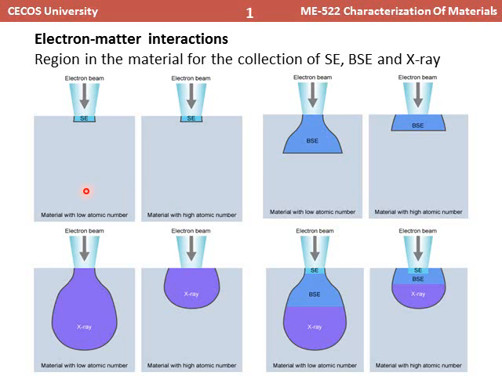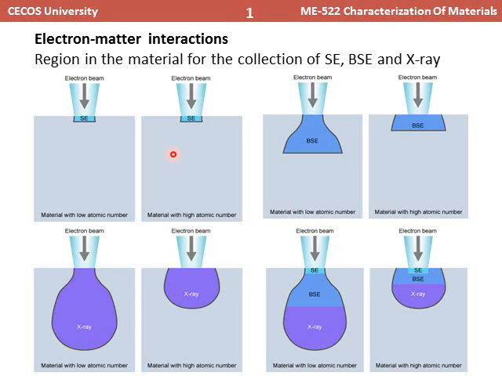In the case of an atom with a low atomic number, the nucleus is a bit smaller as compared to the atom with the high atomic number. It means if the high energy electron beam which is emitted by the electron gun interacts with the atom with the smaller nucleus, the interaction will be much different from the atom with the high atomic number.